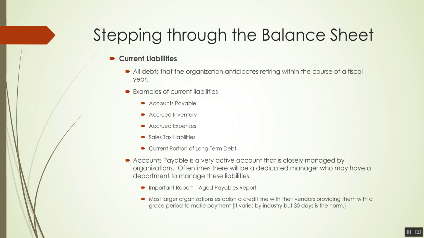Next, let's start off by talking about current liabilities. Current liabilities are all debts that the organization anticipates retiring within the course of the year. Many of the current liabilities are actually retired in a much shorter time frame. Common examples of current liabilities include accounts payable, accrued inventory, accrued expenses, sales tax liabilities, and also accounts set up for the current portion of the long-term debt that's outstanding for the organization.